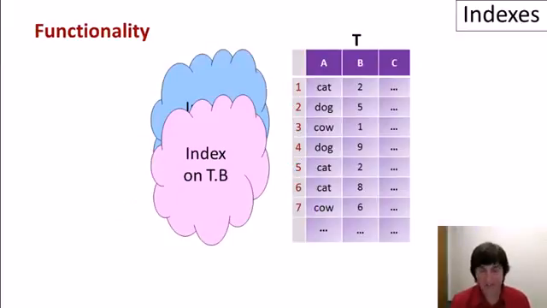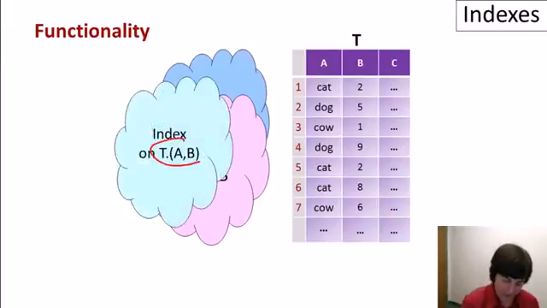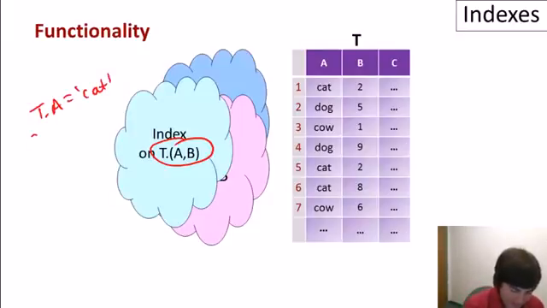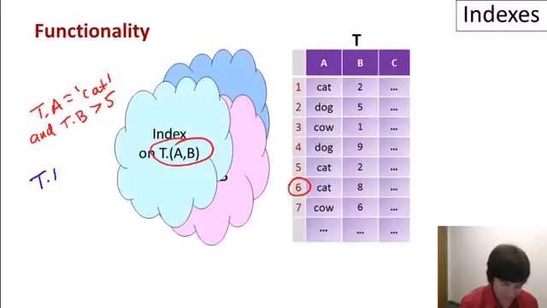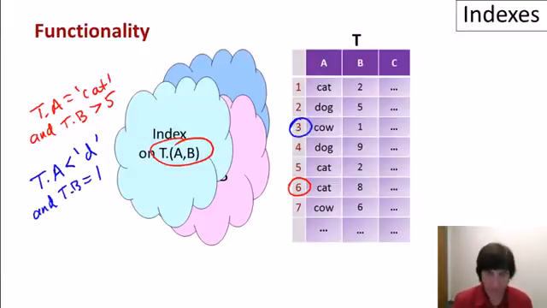Lastly, suppose we're interested in having conditions that are on both columns A and B. Then we can build an index that is on both columns together. Now we could ask questions, for example, like when is T.A equal to cat and T.B, say, greater than 5? Do we have any of those? Well, we have just one of them there. That's tuple 6. We could also have inequalities, by the way, on the first column. So we might ask when is T.A less than, say, the value D and T.B equal to, say, the value 1. And in that case, we'll get the tuple 3 as a result.